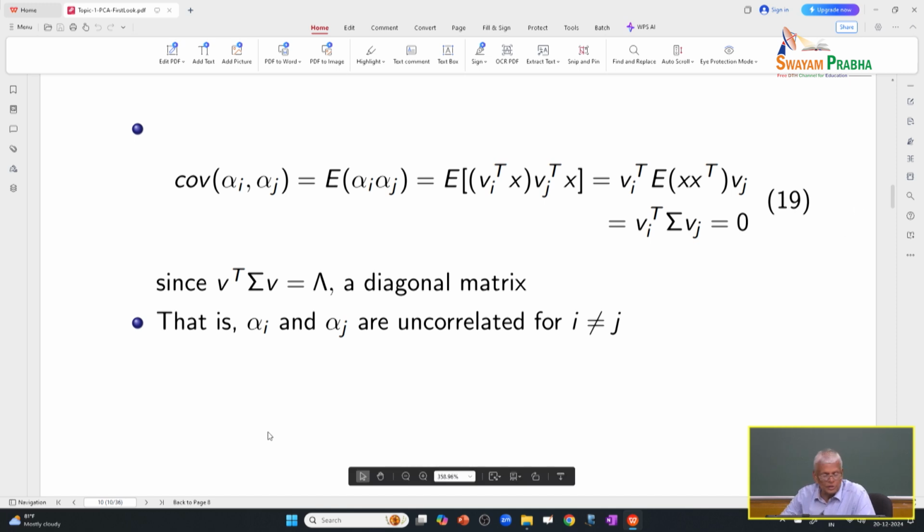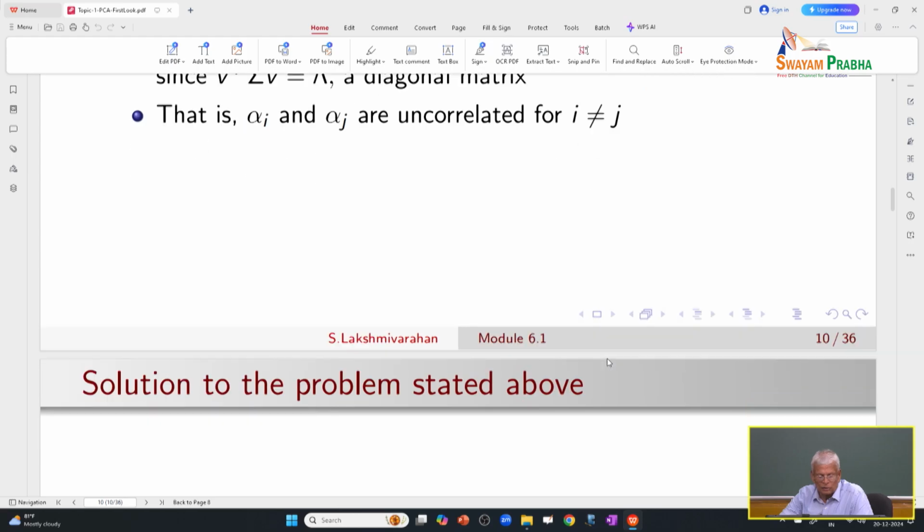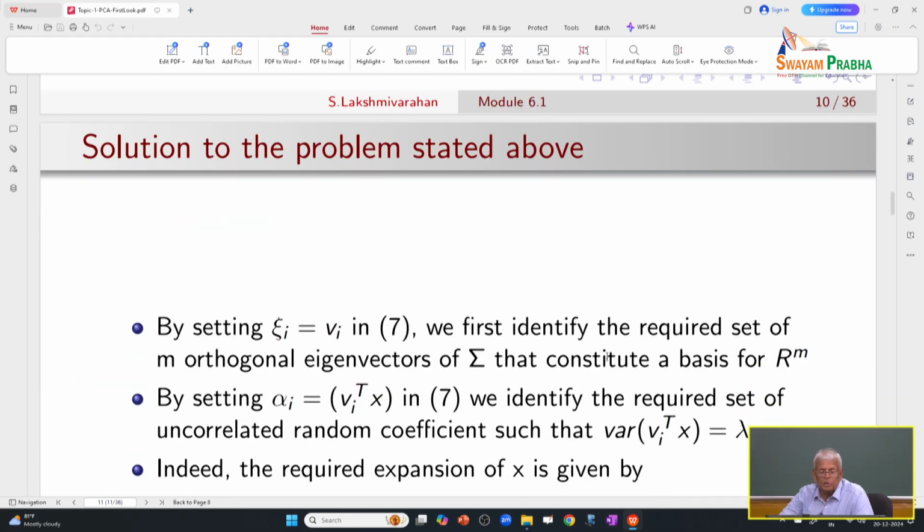Why is this true? That is because V transpose sigma V is a diagonal matrix. In a diagonal matrix, off-diagonal elements are 0. So this is 0. That means alpha i and alpha j are uncorrelated for i not equal to j. So, the solution to the problem stated above.